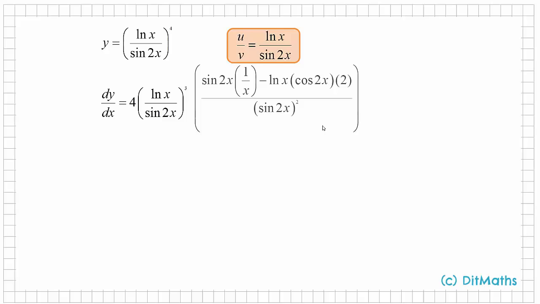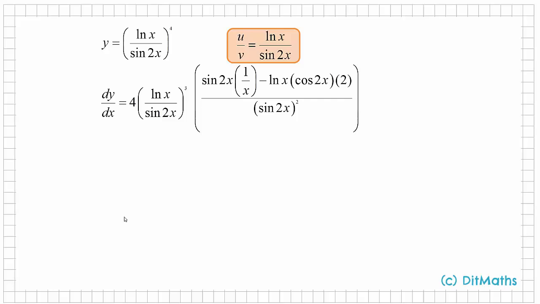So we could use the quotient rule, which is v times du dx, so it's the bottom, sine 2x, times the top differentiated. So differentiate log of x, we get 1 over x, minus v, which is the top, the log of x, times the bottom differentiated. Now when we differentiate sine of 2x, we get cos of 2x, and then we must differentiate the 2x, which gives us 2, and we divide the whole lot by v squared, or sine of 2x, all to be squared.